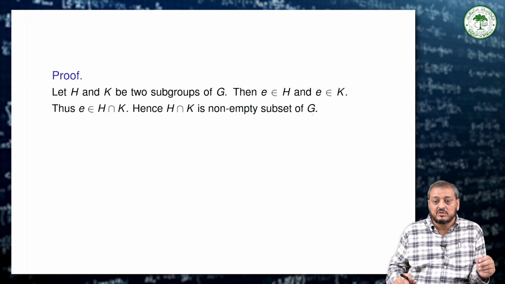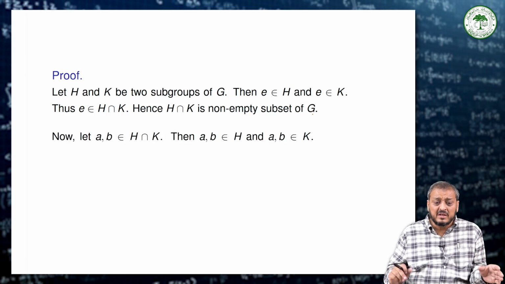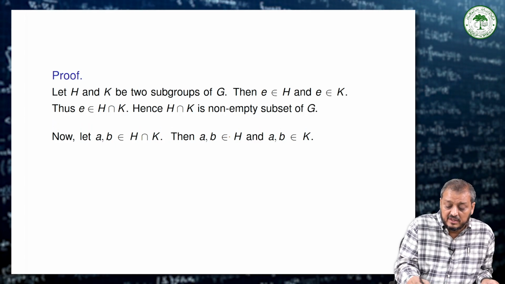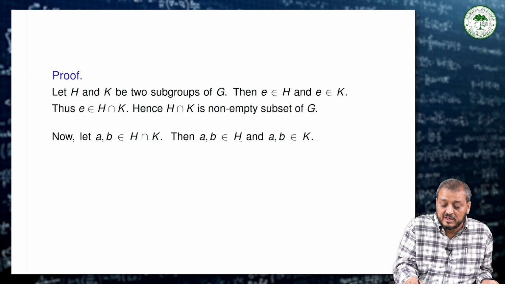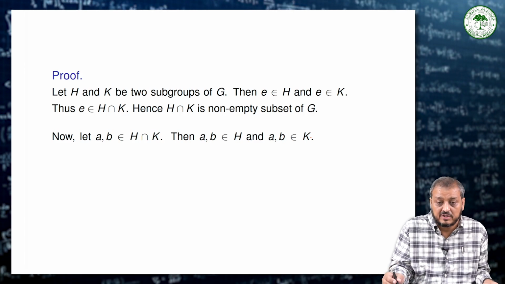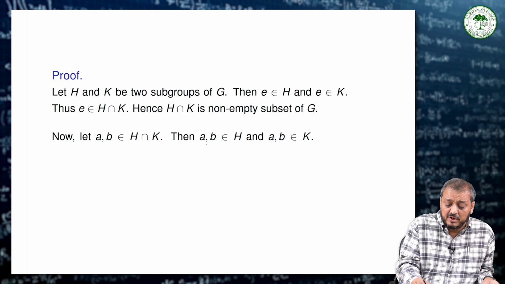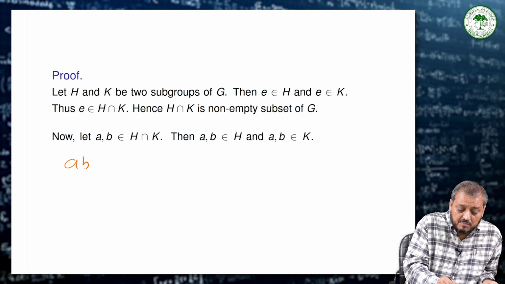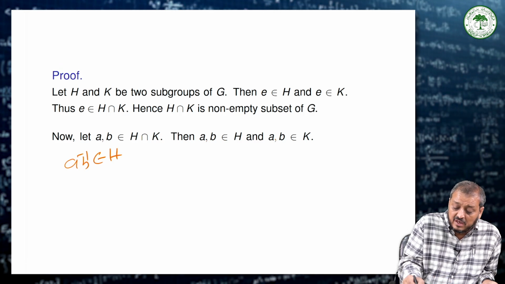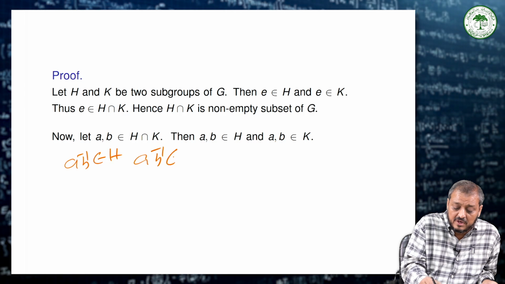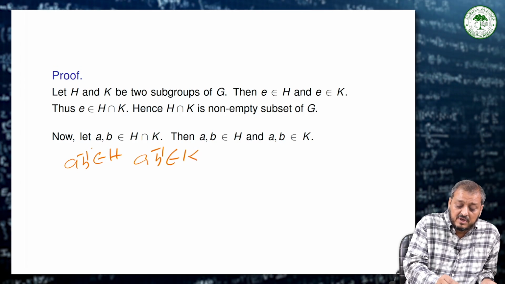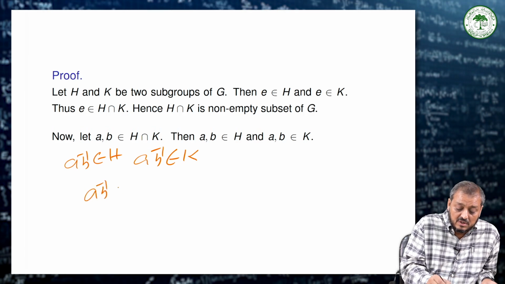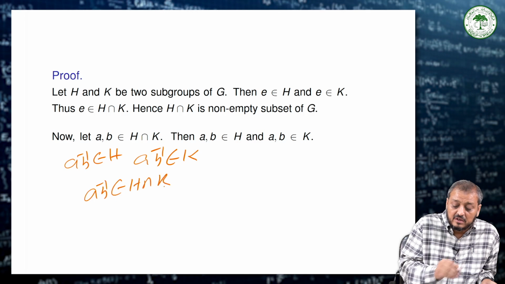Now we have to show closure and inverses. Take any two elements A and B belonging to H intersection K. Then clearly A and B are elements of H, and A and B are elements of K. If A and B are elements of H, then A B inverse is also an element of H, and A B inverse is also an element of K. So A B inverse is also an element of H intersection K.